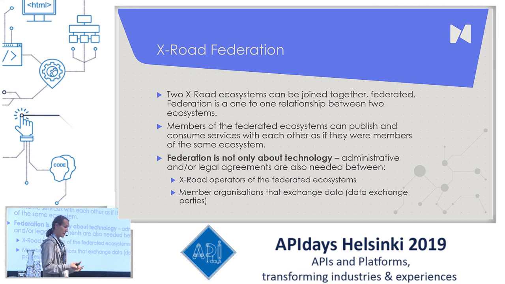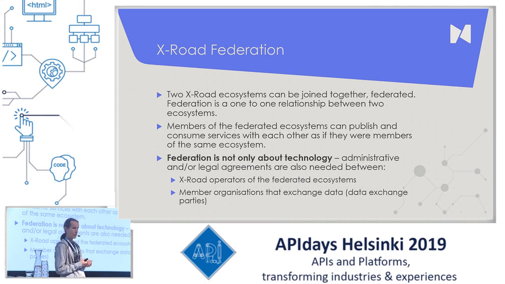So in practice, it means that you saw the diagrams of how X-Road works, and every organization has its access point. They use the access point to exchange data with the organizations that are members of the same ecosystem, but they can then use the same access point to exchange data with members of other ecosystems. So no new access points or even configuration changes are needed. The connection is created on the X-Road operators level between the ecosystems.